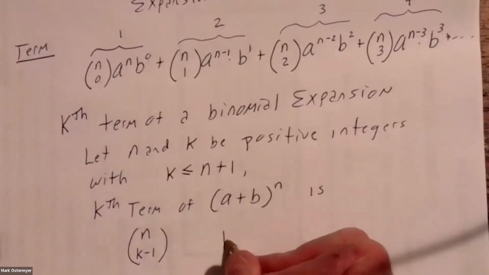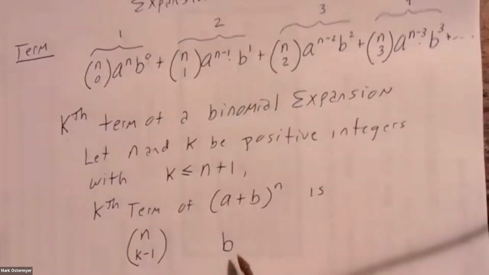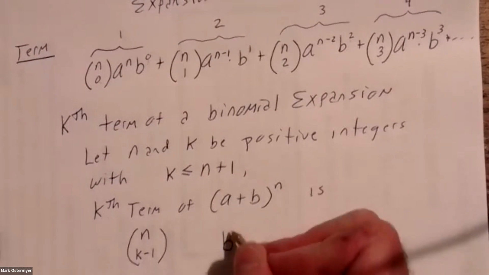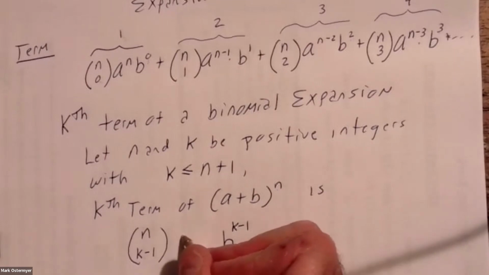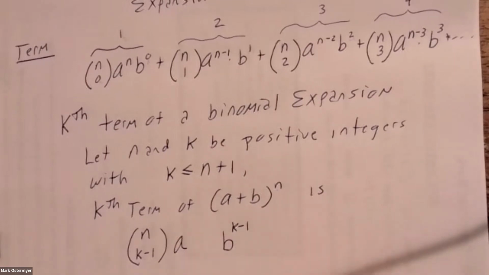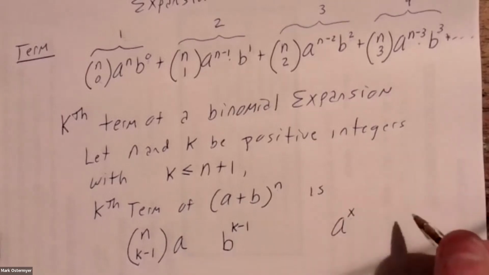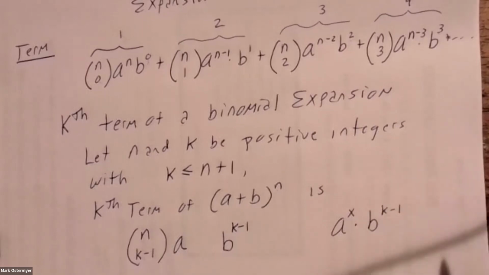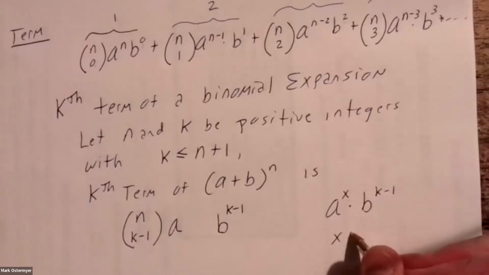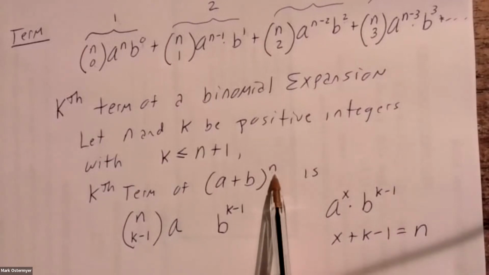And the power on B, notice, is equal to the bottom number of the combination, or that's to say the power on B lags 1 behind the term. Since this is the kth term, the power on B would have to be k minus 1. What's going to be the power on A? Well, remember, the power on A, which we don't know at this point, we'll call it x, must add to the power on B to give us the power the binomial is being raised to. So x plus k minus 1 has got to be equal to the nth power, because that's the power the binomial is being raised to.